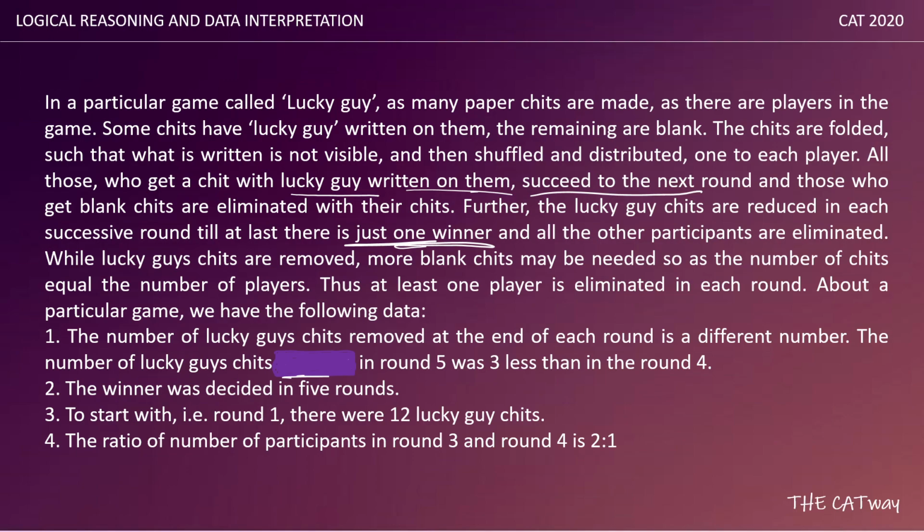About the particular game, we have the following data. The number of Lucky Guy chits removed at the end of each round is a different number. The number of Lucky Guy chits in round 5 was 3 less than that in round 4. The winner was decided in 5 rounds. To start with, that is round 1, there are 12 Lucky Guy chits. The ratio of the number of participants in round 3 and round 4 is 2:1.